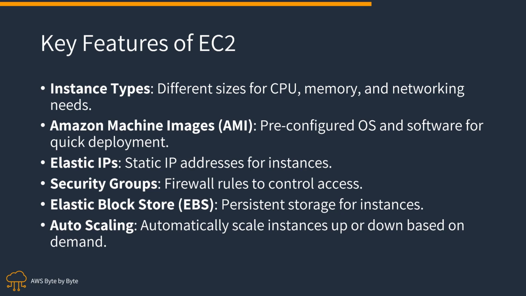Autoscaling helps you automatically adjust the number of EC2 instances based on how much demand there is. If your website gets more traffic, autoscaling can launch more instances to handle the load. Once traffic goes back down, it can scale the instances back down to save costs. This ensures your application stays available and cost effective.